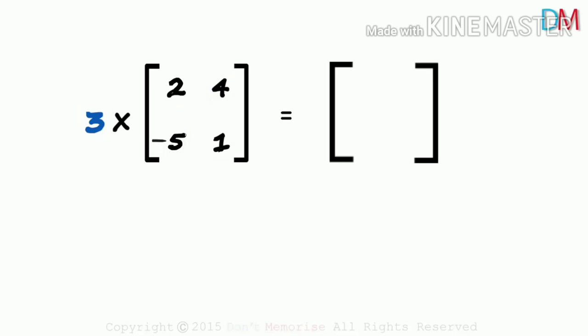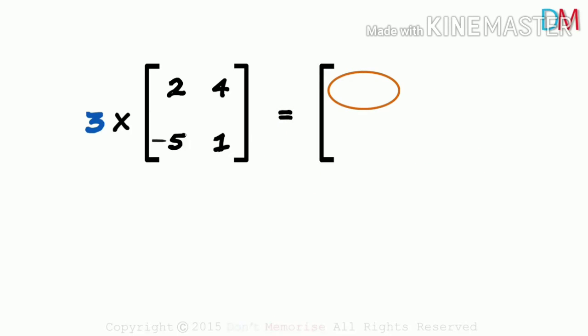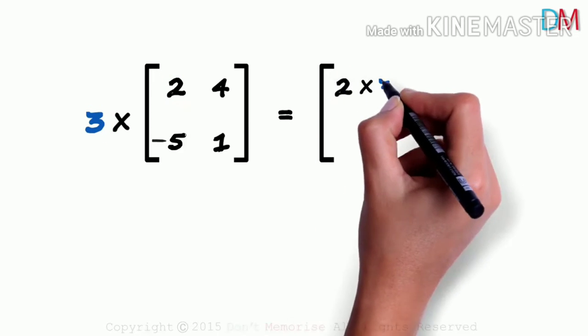The order of the resulting matrix will be the same as the order of the original matrix. The original matrix is of the order 2 by 2. So the resulting matrix will also be of the same order. To get the 1/1th element of the resulting matrix, we multiply the 1/1th element of the original matrix by 3. We get 2 multiplied by 3.